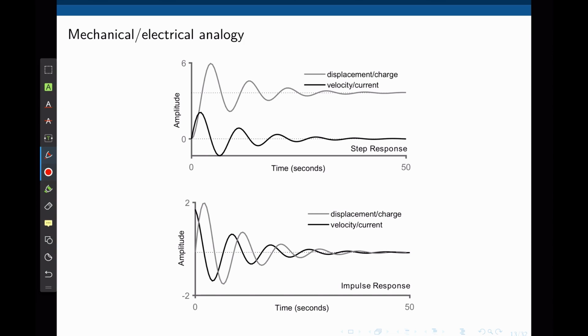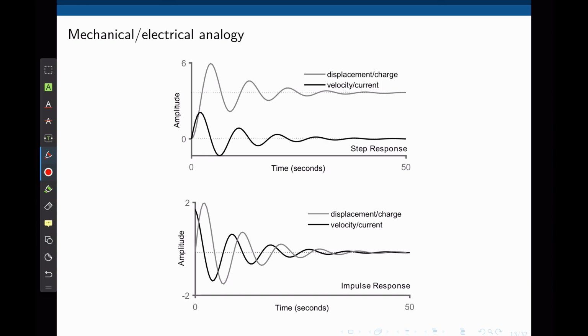And here is a summary of these observations. The displacement and the charge will follow the same temporal response. The velocity and the current will also follow the same temporal response. This first graph here is the step response of both systems. In the second, the impulse response for both displacement and charge and velocity and current is also equivalent. We see again that because the systems have the same second order structure, the differential equation that describes them has the same structure, we can make this analogy between the displacement and charge, between velocity and current, and between the elements that constitute these systems.